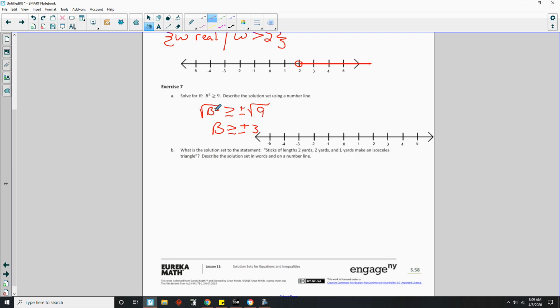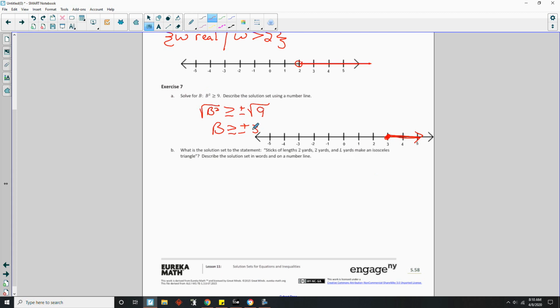So plug in 4. 4 squared is 16. 16 is greater than 9. That is true. Okay, so the greater than or equal to tells me that I have a point at 3. 3 squared is 9. 9 equals 9. So that's a true statement. So it's going to be this direction here. Okay, so that just verifies values greater than 3.